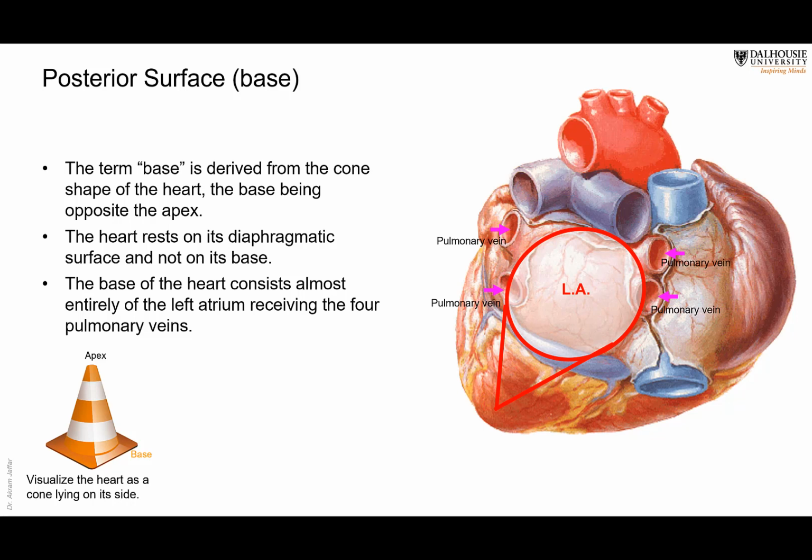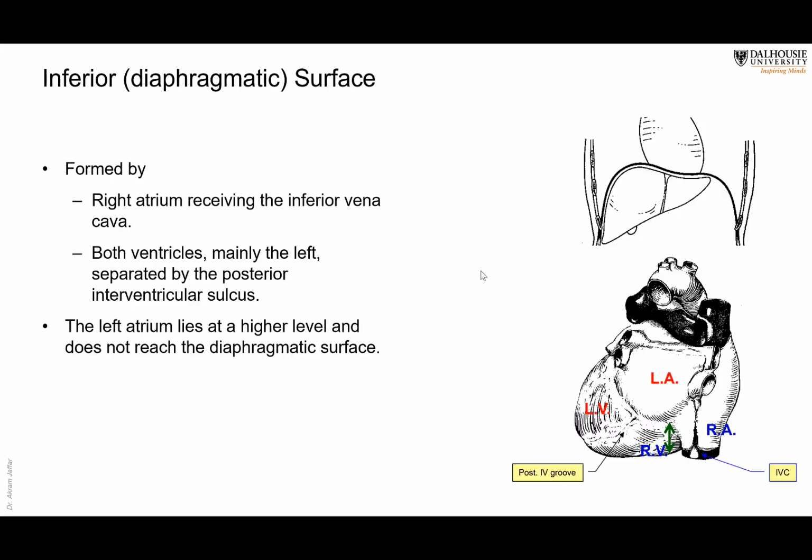You will notice that there is something behind the heart, the posterior surface, the left atrium, which receives the 4 pulmonary veins. And you are going to cut these 4 pulmonary veins before you can detach the heart.